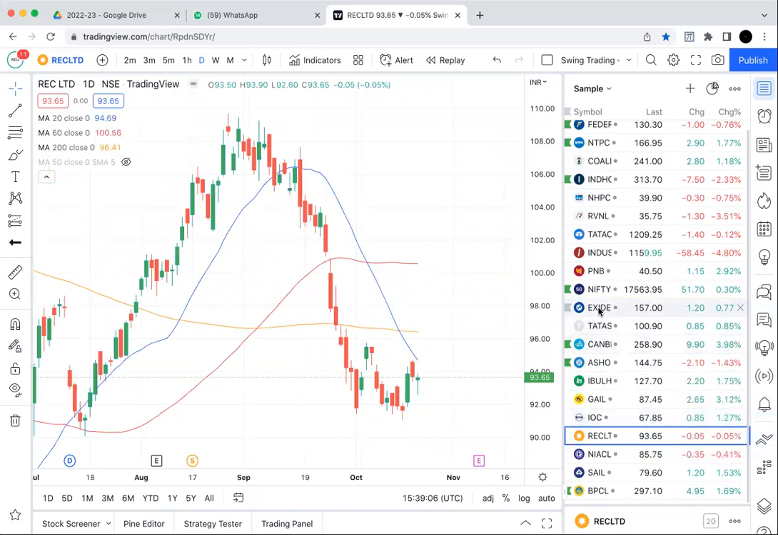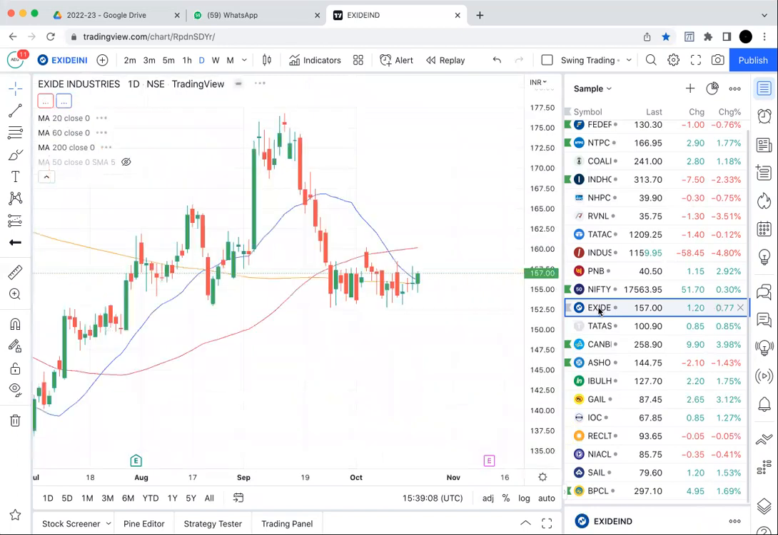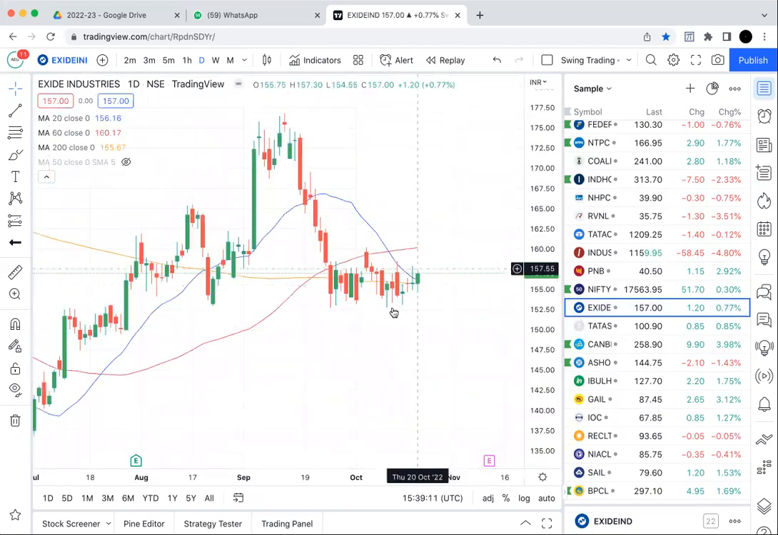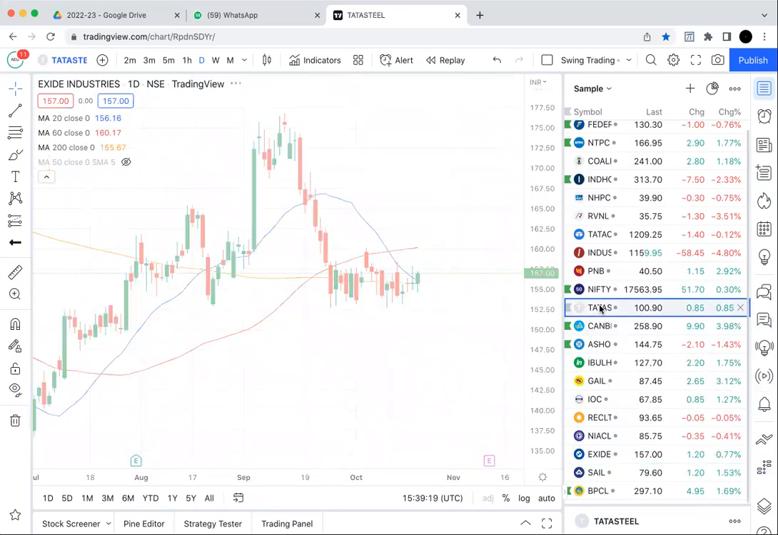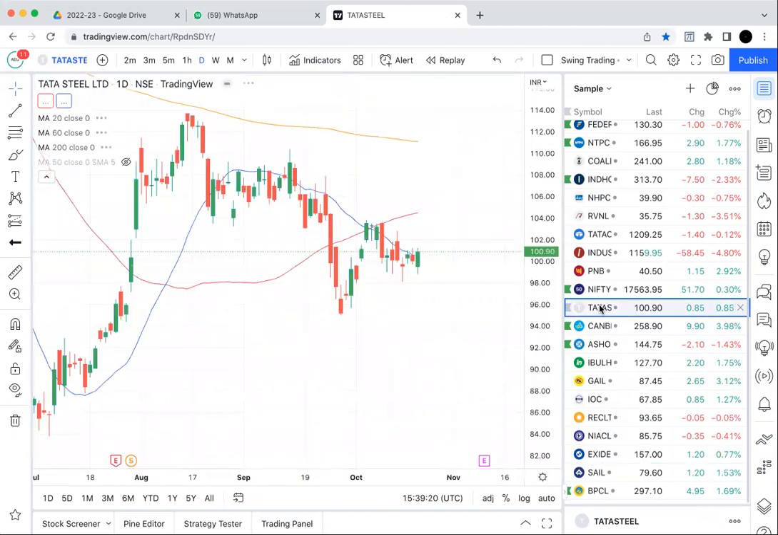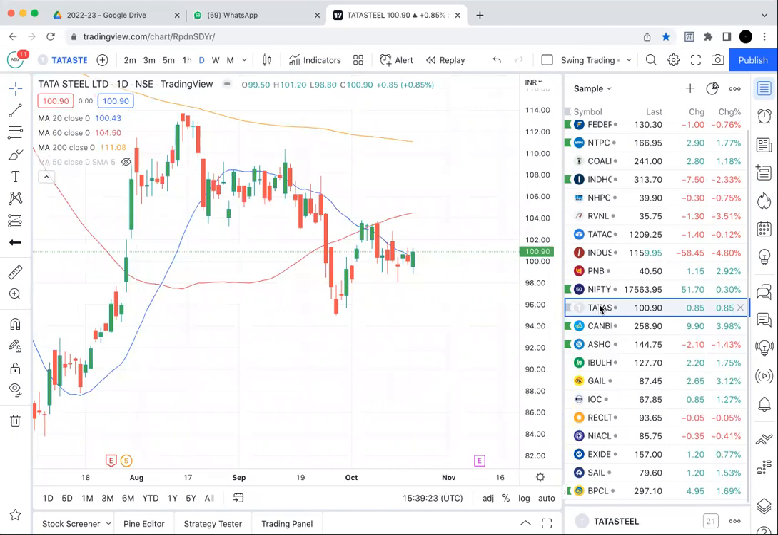And then Exide Industries. That also, look at that. The 20 is below the 60. We don't want that. All right. And what is this? Let's take a look at this. Last one, Tata Steel. The 200 is up on top. We want it on the bottom.